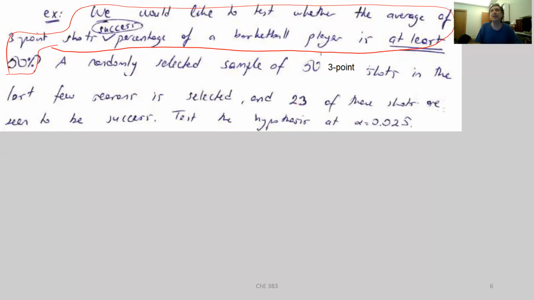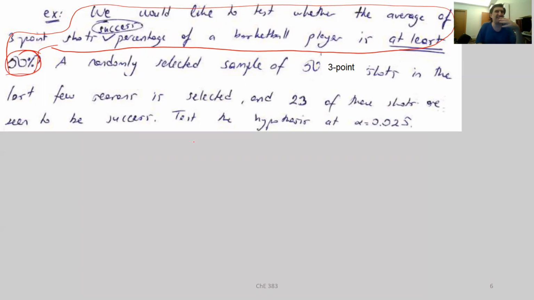Let's say that we are talking about a local player and we don't have the statistics for that local player. It's only rumored that there is a very good basketball player playing around, right? And that's only a rumor. And somebody suggests that his 3-point shot success is at least 50%. So we would like to test this.